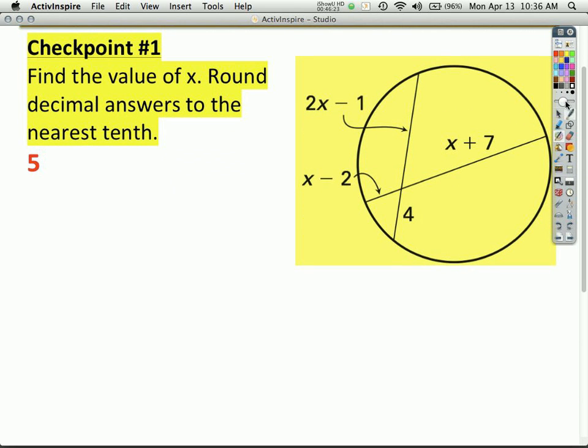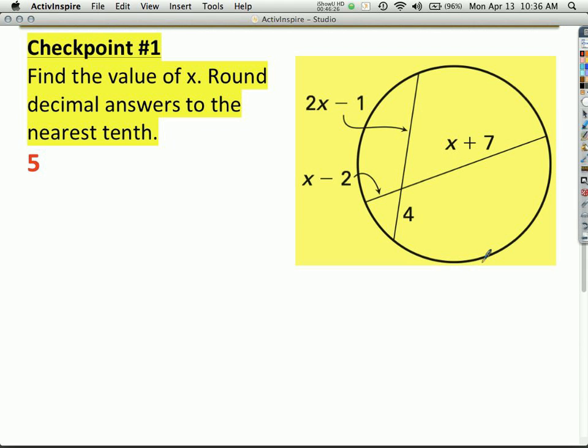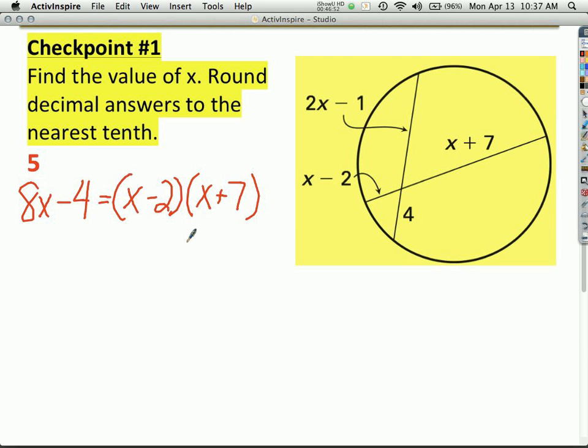I'm going to jump to the point where some of you got messed up. You end up with 8x minus 4 equals x minus 2 times x plus 7. This was the first hiccup for some of you. How do you deal with this product? How do you deal with that? FOIL it. First, outer, inner, last. You FOIL it. You get 8x minus 4 equals x squared plus 5x minus 14.